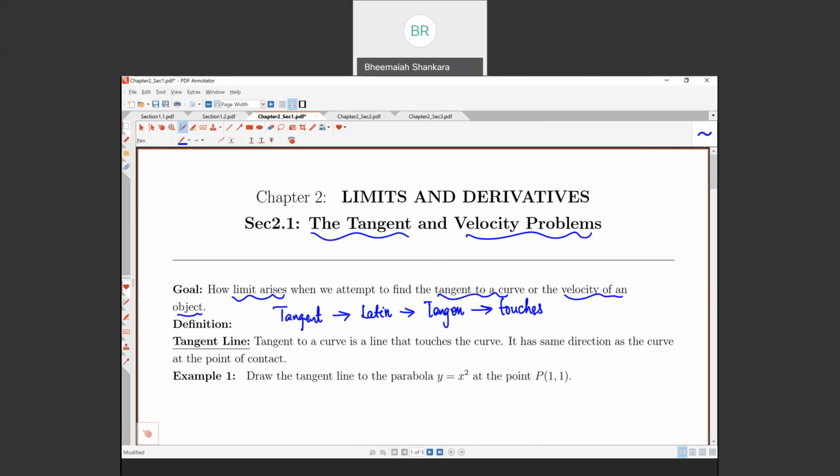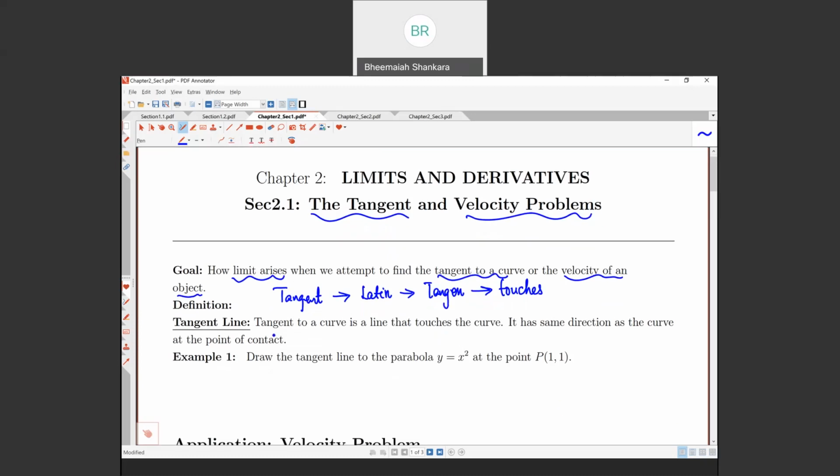So here's the formal definition of tangent line. A tangent to a curve is a line that touches the curve and it has the same direction as the curve at the point of contact. Suppose I have a curve here and say this point here on the curve, I have a line which touches the curve, and this line is called the tangent line.